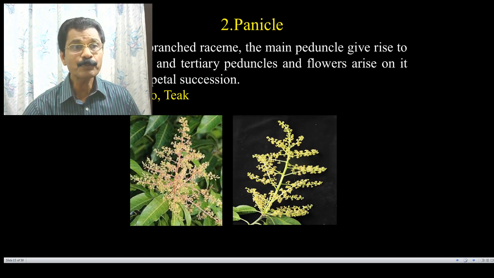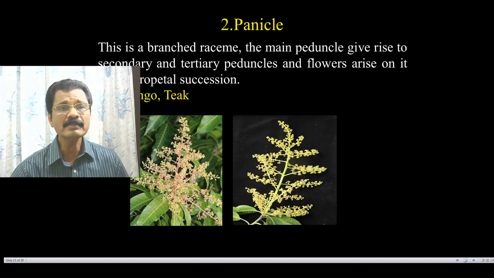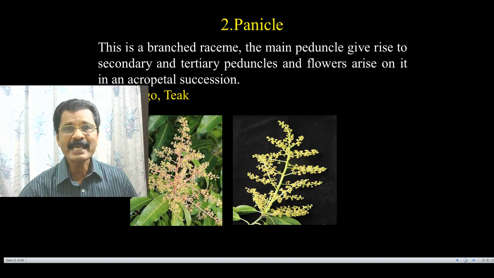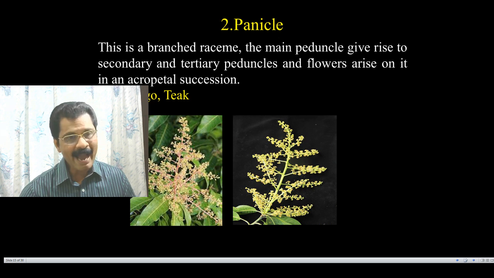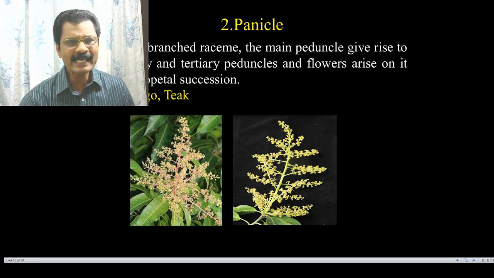And the second one is panicle. This is a branched raceme. The main peduncle gives rise to secondary and tertiary peduncles and the flowers arise on it in an acropetal succession. Right? Example, mango, teak. Here you can see mango.